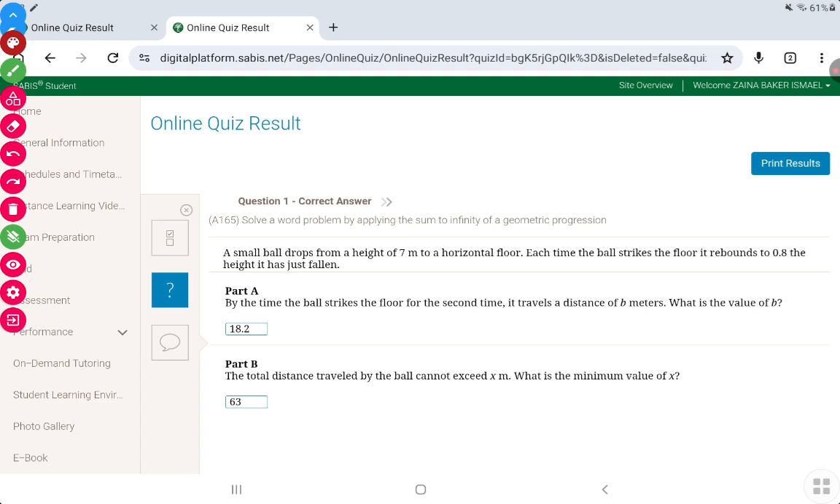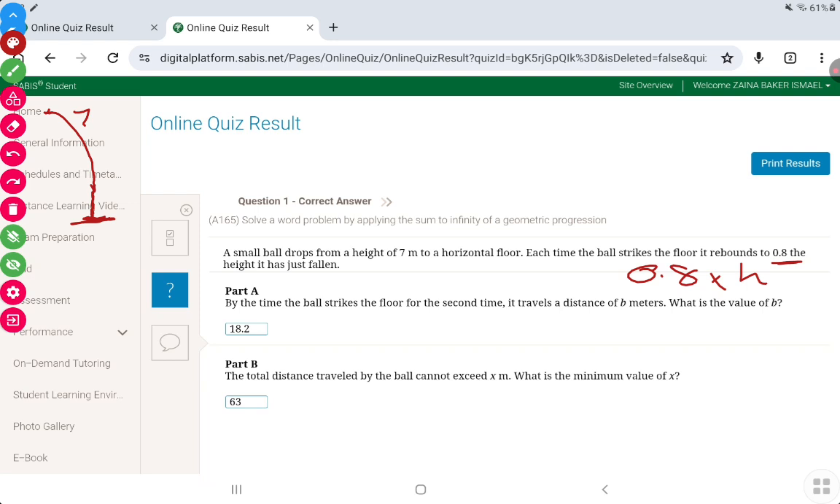So we have a ball that started from a height of 7 meters and it fell to the floor, okay? And when it fell to the floor, it bounced. So this is the first time it touched the floor. It rebounded by 0.8 the height, so 0.8 times the height it just fell. The height it just fell is 7.